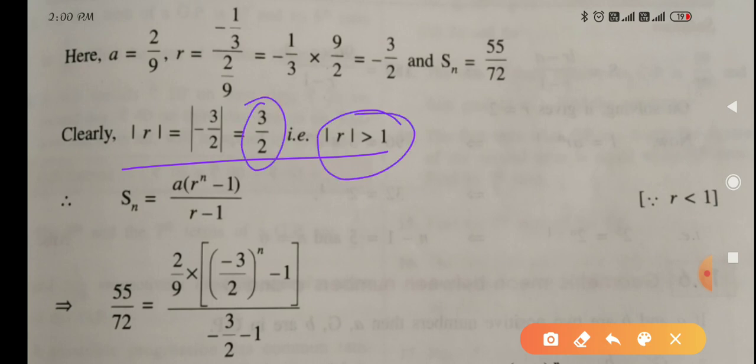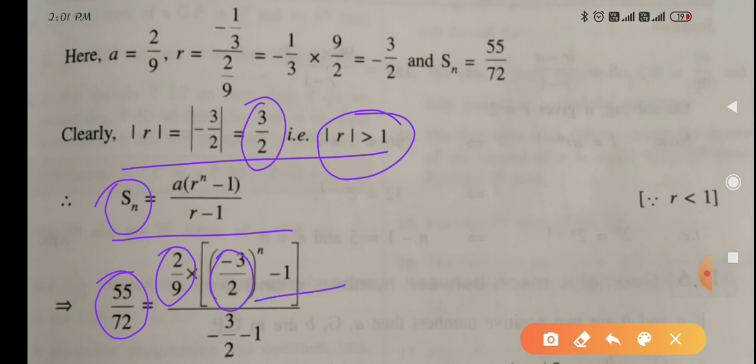When it is greater than 1, you can apply the formula Sn equals A into R to the power n minus 1 upon R minus 1. Put the value of A, R and N. Sorry, N we have to find. So the Sn value is given, 55 upon 72, the value of A is 2 upon 9, the value of R is minus 3 upon 2, to the power n, minus 1, upon minus 3 upon 2 minus 1.